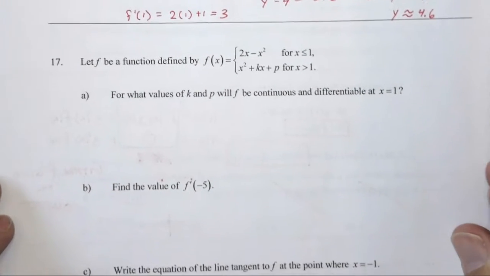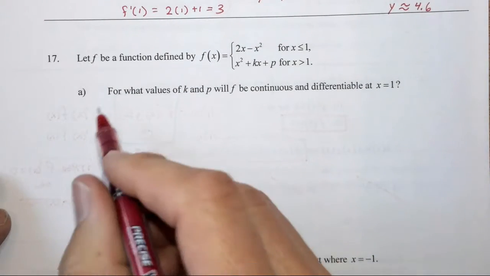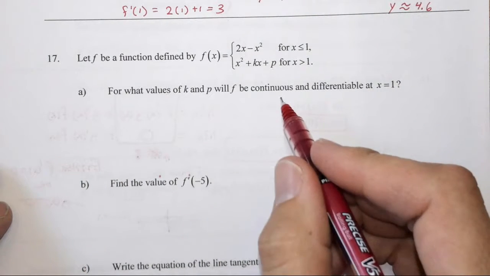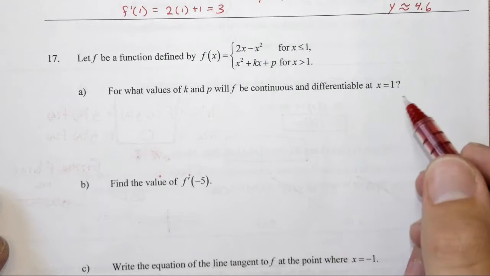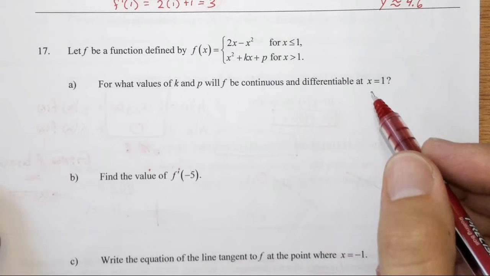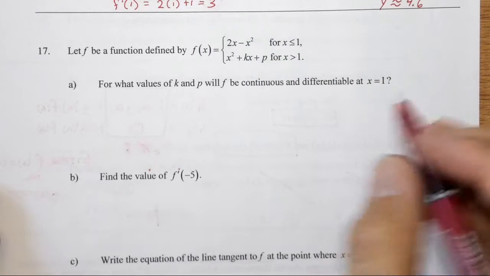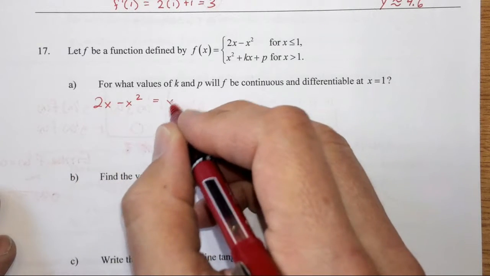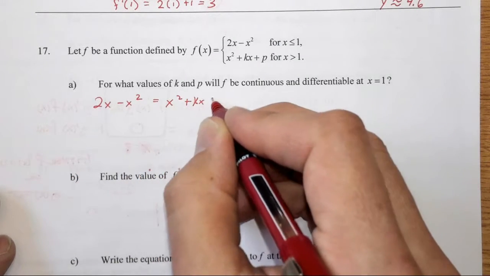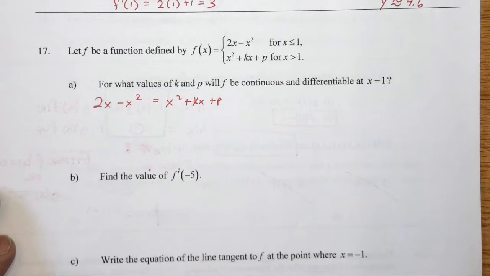Now we get to problem 17, open response. Part A, for what values of k and p will f be continuous and differentiable at x equals 1? So this is similar to a previous problem that we've done that was multiple choice. All right, continuous and differentiable. So 2x minus x squared must equal x squared plus kx plus p. That's the continuity part. The two parts of the function are equal to each other.